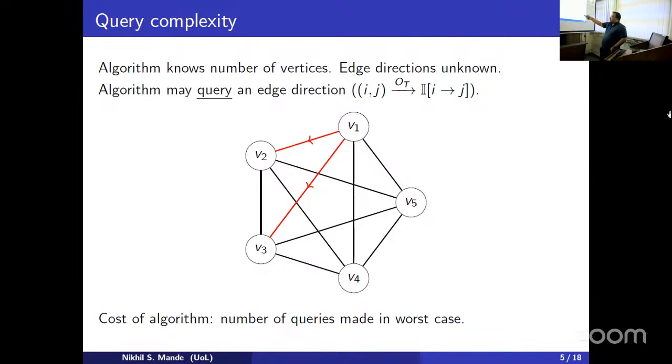So the algorithm may now think, okay, I want to know the edge between V1 and V3. What's the direction? They're told that this is the direction and so on. The algorithm will keep making queries until it can definitively output a king. In this case, the algorithm will output the vertex V4, because it sees that V4 dominates V5, V1 and V2 directly, and it also dominates V3 either via V1 or via V2. So it doesn't need to query the remaining edges. The cost of an algorithm, as you can expect, is the number of queries made by the algorithm in the worst case. Any questions so far?